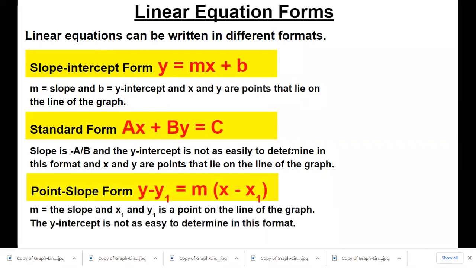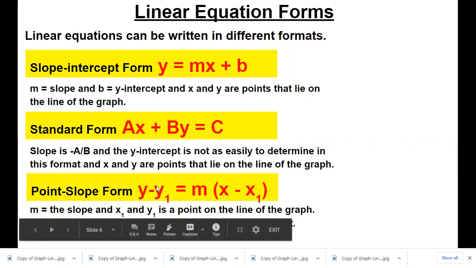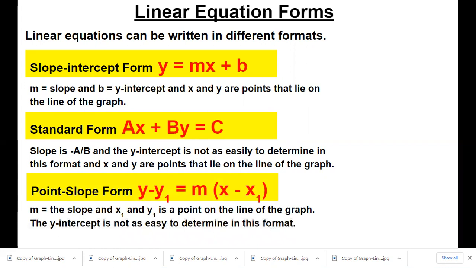Okay, point-slope form, you're going to be working with this quite a bit in high school mostly. This is the same equation written this way: y minus y1 equals m times x minus x1. We know that m is the slope, and x1 and y1 is a point on the line of the graph. The y-intercept is not as easy to determine in this format either. So our best format for determining all this stuff is the slope-intercept form.